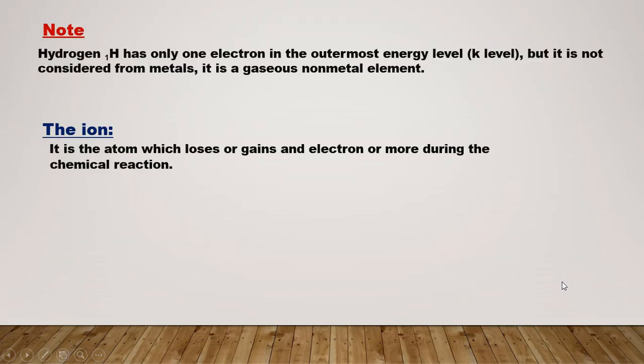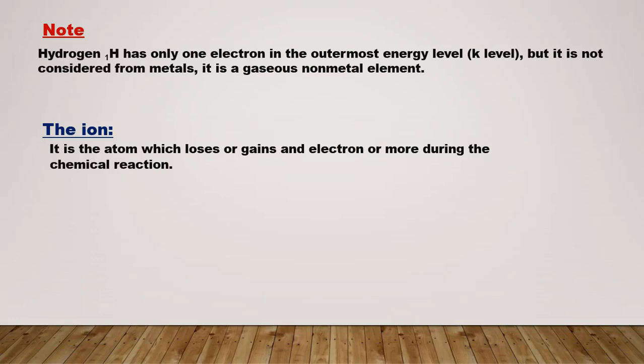We have here an important note. Hydrogen H1 has only 1 electron in the outermost energy level, K level, but it's not considered a metal. It's a gaseous non-metal element. So although hydrogen contains only 1 electron, it's a gaseous non-metal.